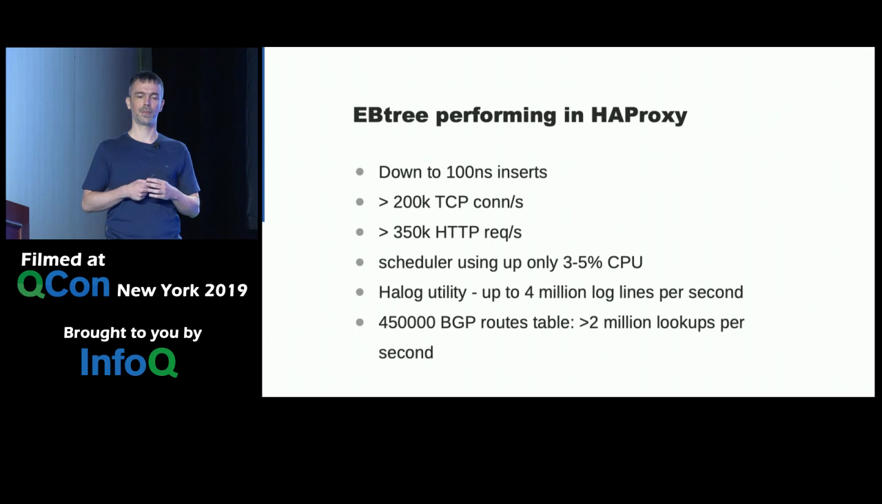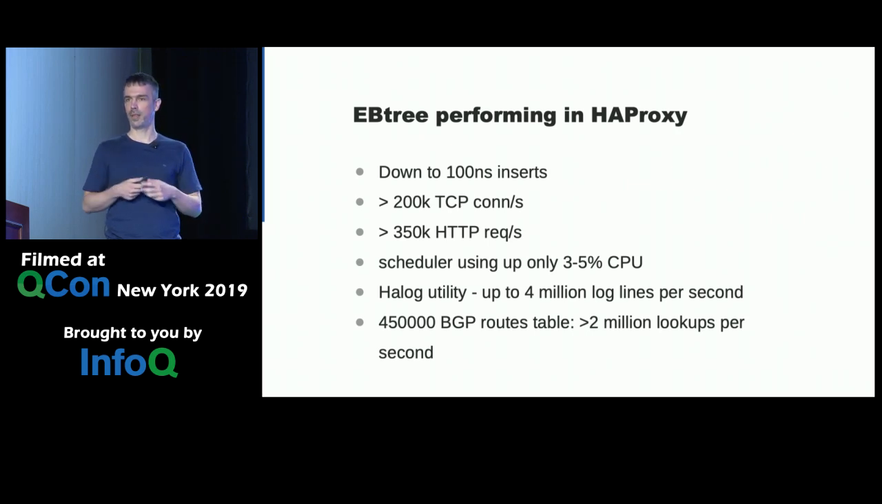So, performance of the EBtrees, depending on conditions, the CPU type and whatever. In ideal conditions, we can get down to 100 nanoseconds per insert. And this allows HAProxy to process more than 200,000 TCP connections per second, or more than 350K HTTP requests per second when we enable connection keep alive. All throughout that, our HAProxy scheduler is using only 3 to 5% of the CPU. The rest of it is taken up by the remainder of the processing tasks.